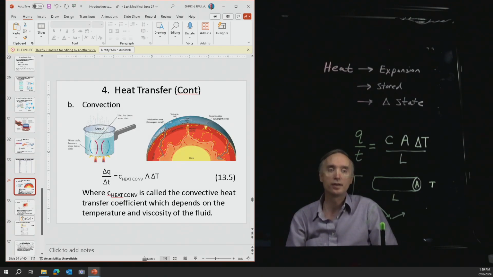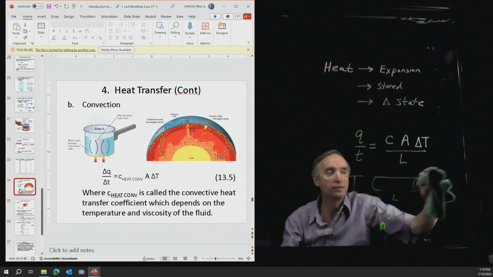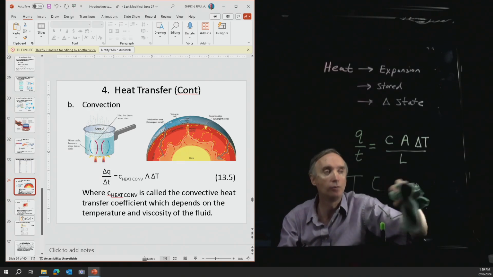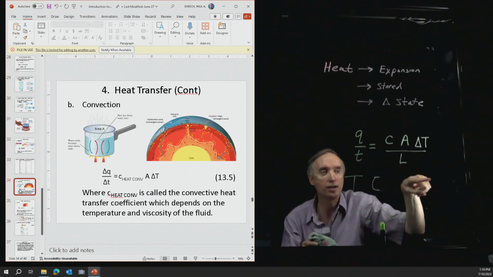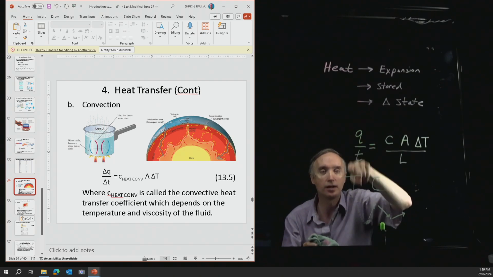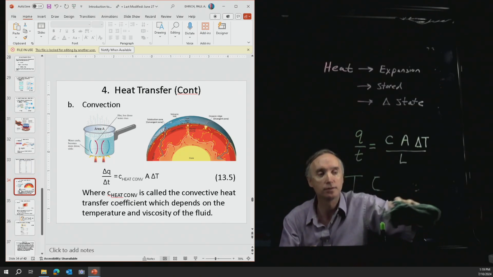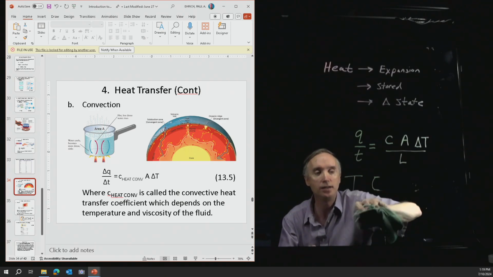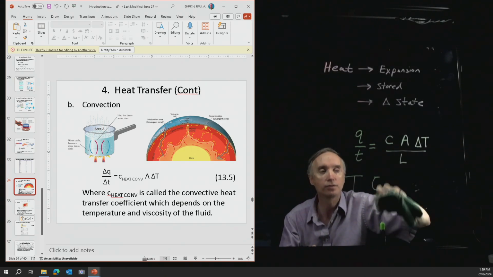Okay, now let's compare that to convection. So in convection, you're going to have this boiling pot of water, and notice that the convection, instead of being sideways, as it was in this picture, is going to be up and down. So that's going to be the rate at which that heat is traveling through the water.